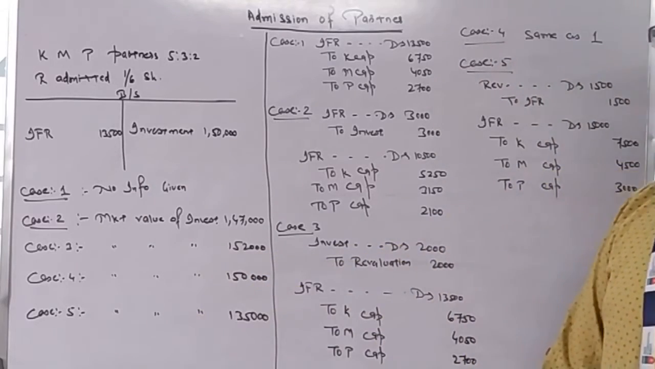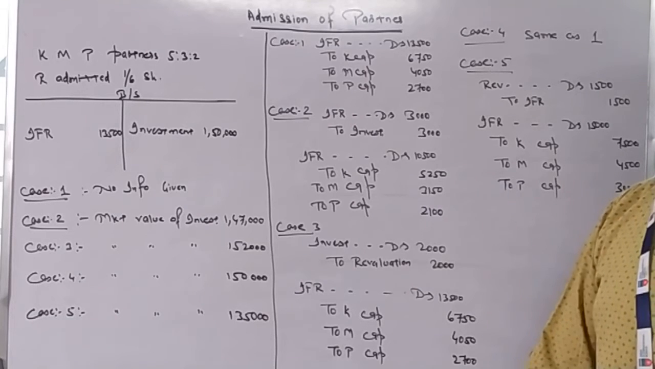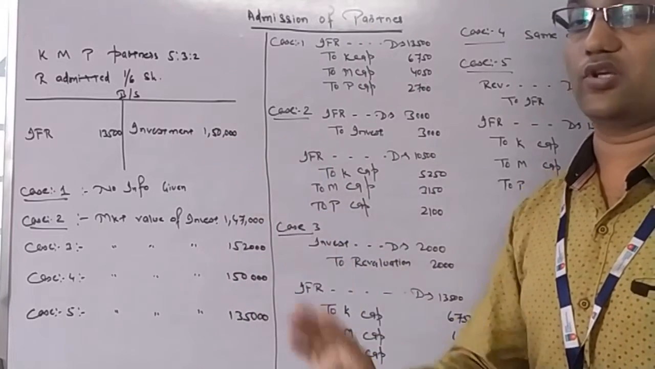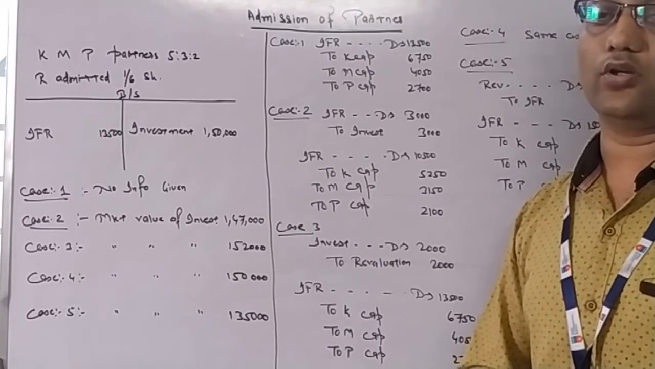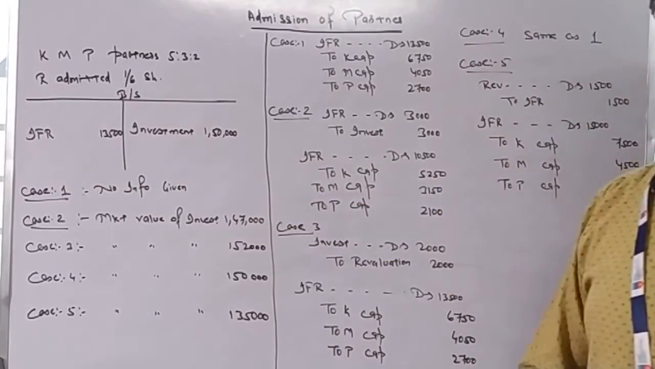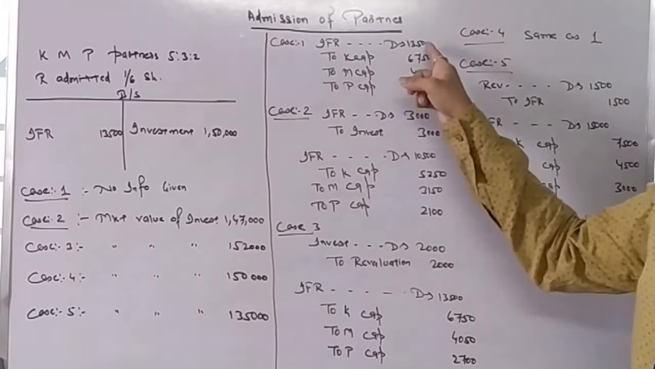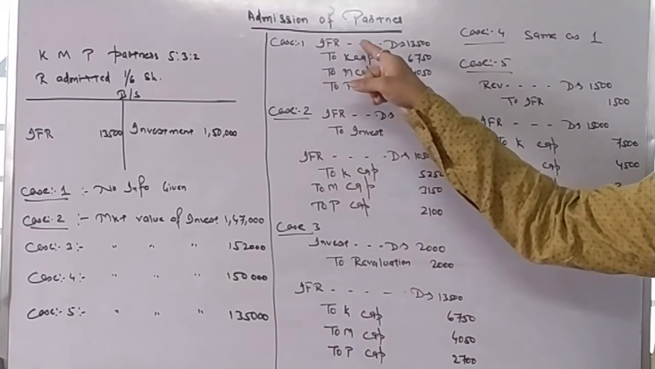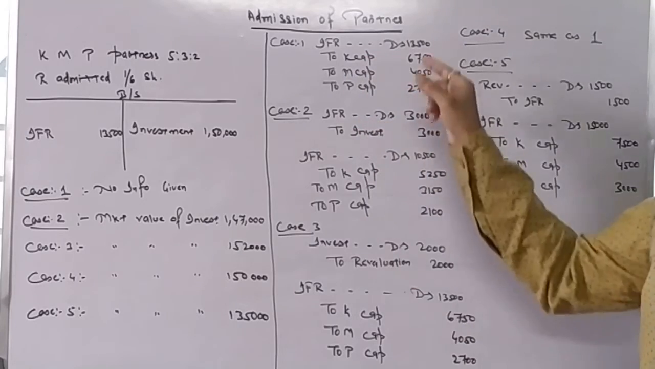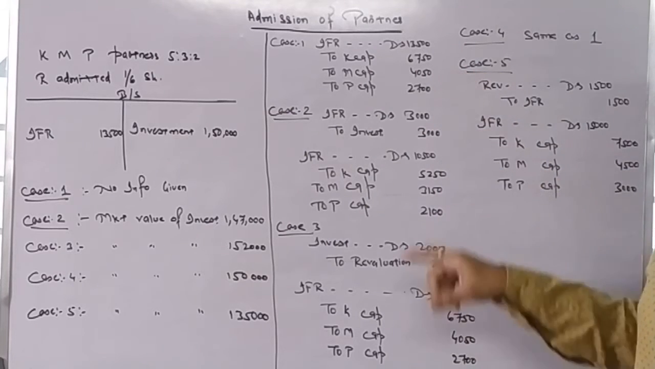There are 5 cases. Case 1, no information is given in the question regarding any use of the reserve, or regarding the fluctuation of investment, whether the market value has gone down or come up. Then this reserve will be distributed among old partners in old ratio. 13,500 investment fluctuation reserve account debit to K's capital, to M's capital, to P's capital. 13,500 divided in 5:3:2 ratio. That is 6,750, 4,050, 2,700.